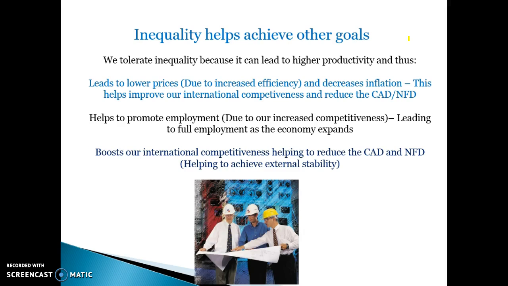Inequality also helps us to achieve other goals. So you might get asked the relationship that an equitable distribution of income has on inflation or employment or external stability. And some of these benefits mainly come from the fact that we become more productive. When we're more inequitable, there's more incentive to work hard and we become more productive. So some of the benefits of that, well, it leads to lower prices because people are working more productively. They're able to keep production costs low, and that reduces inflation.